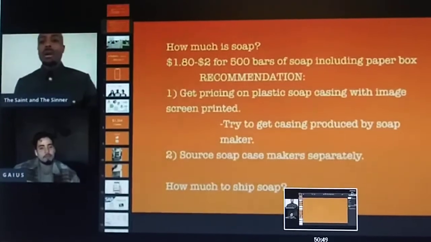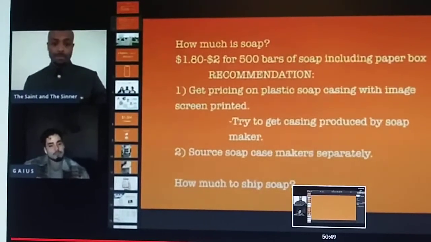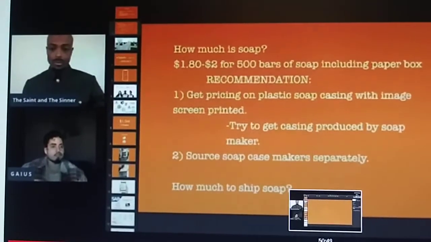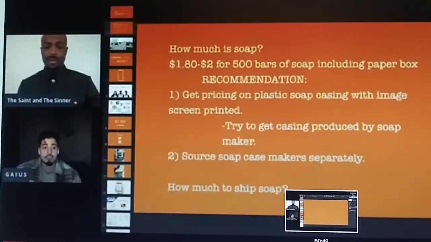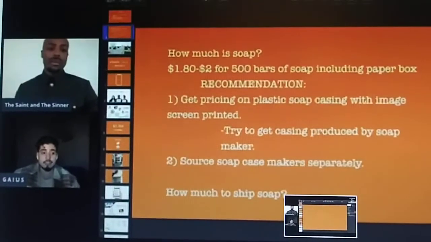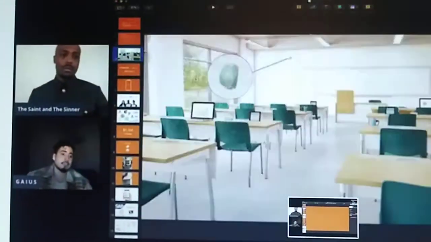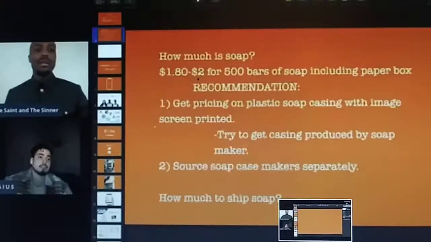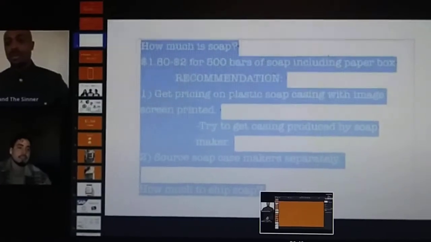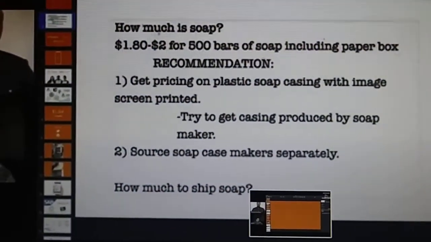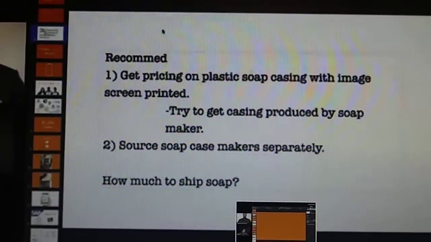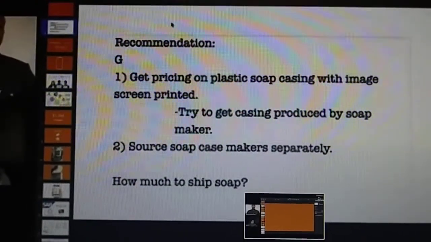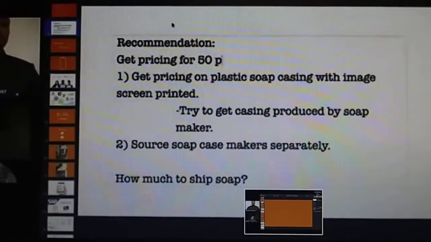Yeah. How many bars of soap do you think you can realistically get off? I'm going to guess and say 50 to 100. 50 to 100. You know what I always recommend to the folks I do consultations with? I say underestimate success. Underestimate, especially if this is your first time in the rodeo. So what I'm going to say is you want to get pricing for, you said 50 to 100? Mm-hmm. Get pricing for 50 bars of soap.